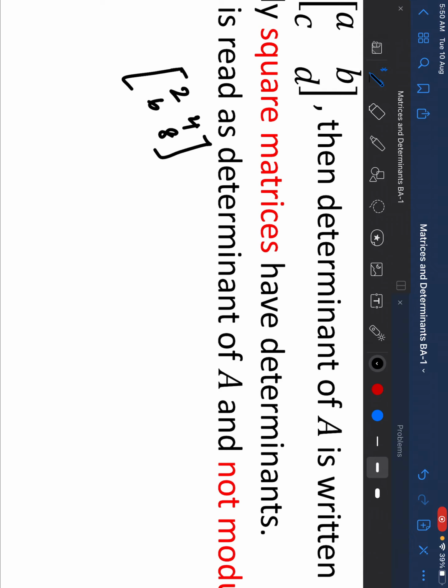Now I'm going to do one operation. Suppose I'm doing R2 implies R2 minus 2R1. Let's see what happens. By doing this operation, R1 elements will remain fixed because I'm not doing anything with R1. So R1 elements will be 2, 4. R1 elements are fixed. Now what happens to the R2 elements?